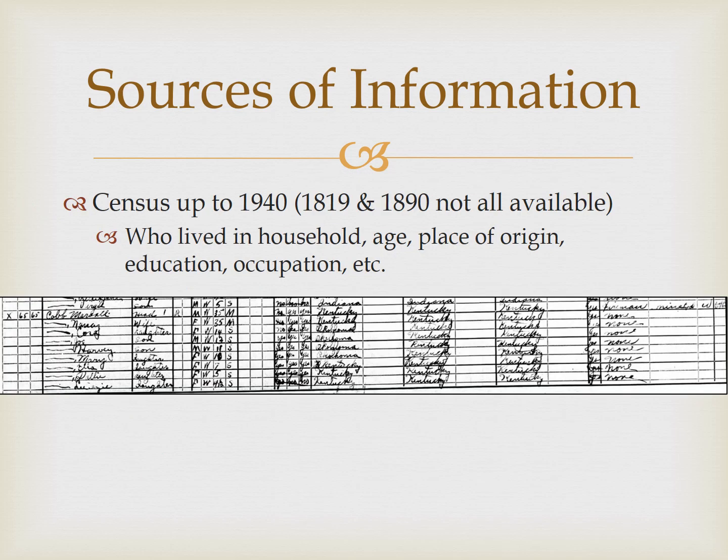The U.S. Federal Census, which is taken every 10 years, is another very popular resource of genealogical information, as it will include who lived in each household and their relationships to each other, their marital status, age, and place of origin. You can also find out their occupation and level of education.